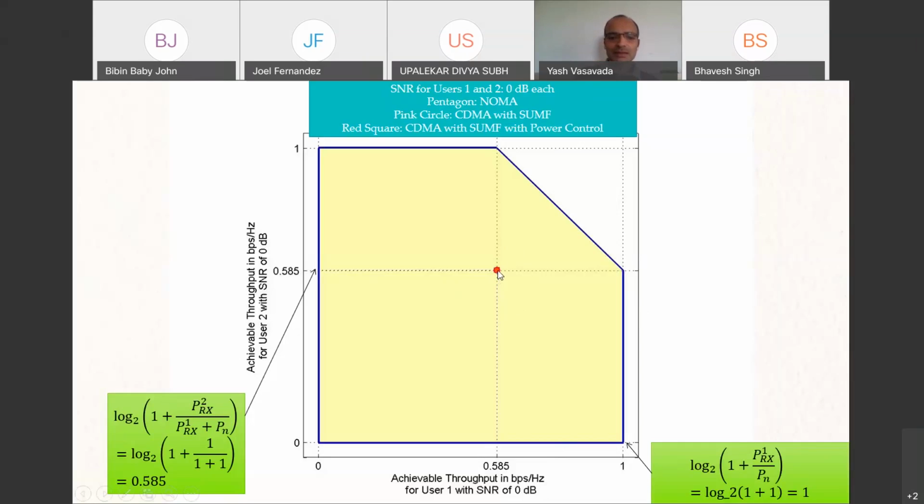Exactly. So Arushi has given the right answer: in CDMA, remember, user 1 will have almost the same data rate expression because it sees the interference from user 2. And so once I substitute the values, I'll get 0.585 as the user 1 data rate. And so the coordinates become 0.585 and 0.585 for user 1 and user 2 for CDMA, whereas for NOMA, they become 1 and 0.585. So NOMA operates over here.